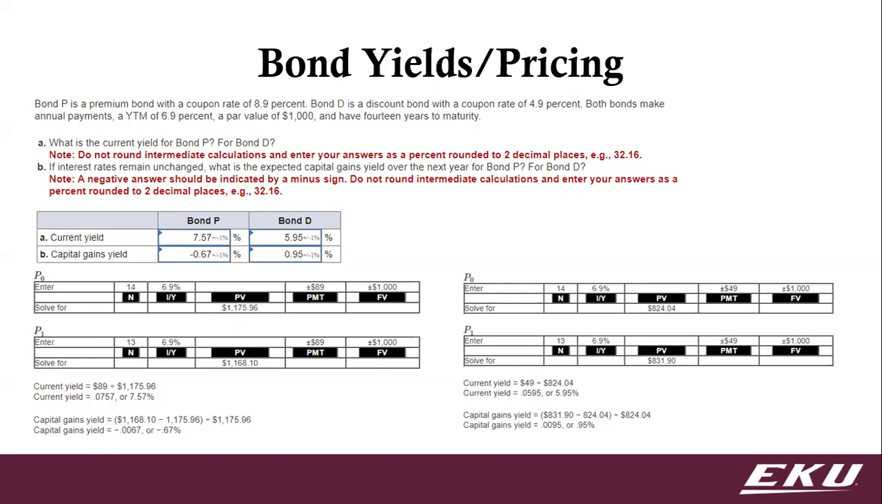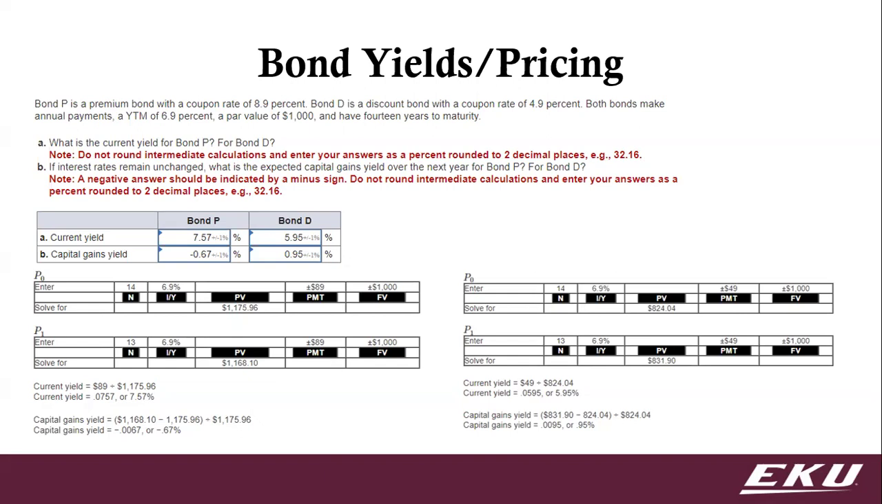That makes sense for a premium bond because as premium bonds approach maturity, that premium starts to go away, right? So the price is going lower and lower as it approaches 1,000. When we do the same calculation over on the discount, you'll see that the capital gains is positive. That means that the price is appreciating through time. But again, we do the same type of calculation with that discount bond. We would get what the current yield is, and then we will get what the capital gains yield is.